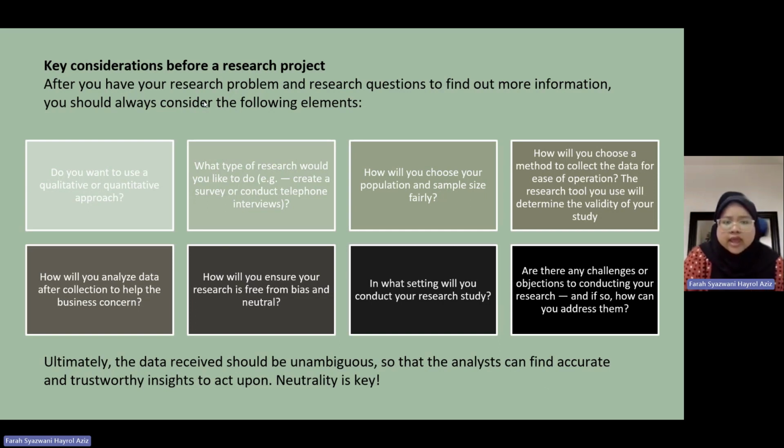And then, how will you analyze the data after collection to help the business concerned? How will you ensure that your research is free from bias and neutral? And in what setting will you conduct your research study? Are there any challenges or objections to conducting your research? And if so, how can you address them? So ultimately, the data received should be unambiguous so that the analyst can find accurate and trustworthy insights to act upon. Okay, so you must remember that neutrality is the key here.